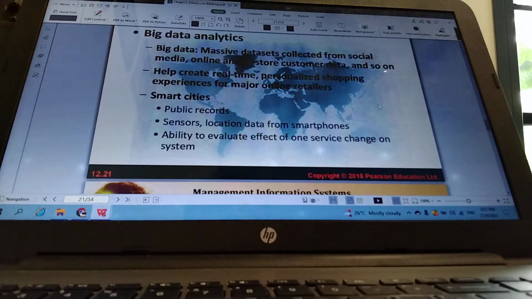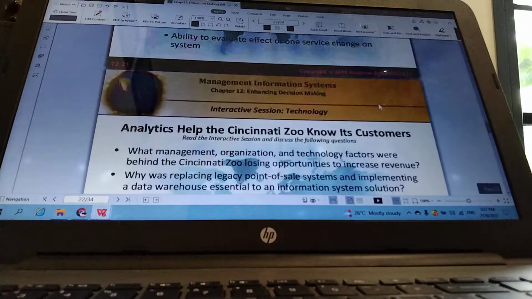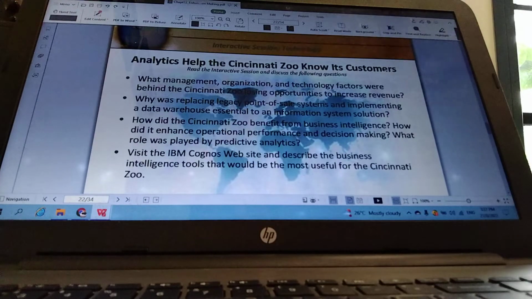There are many other features available, especially in today's modern BI system or BA system, which you can always Google and find out what the new or advanced features available within the BI system are, in order to help the company or the firm in decision making.